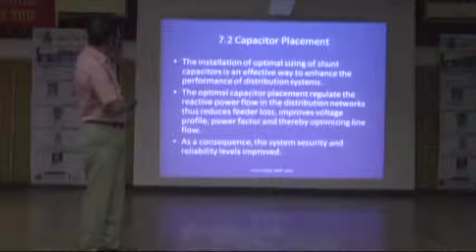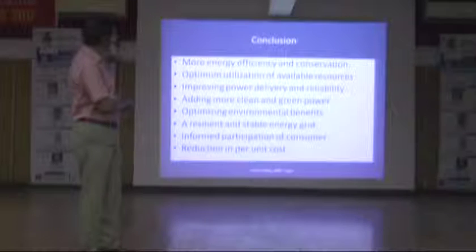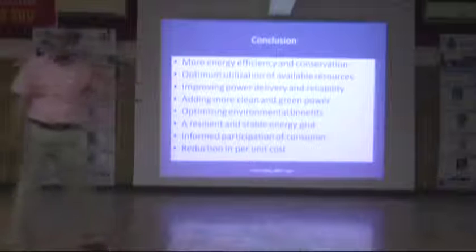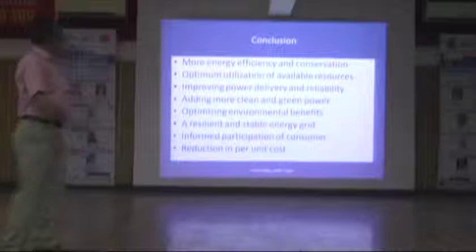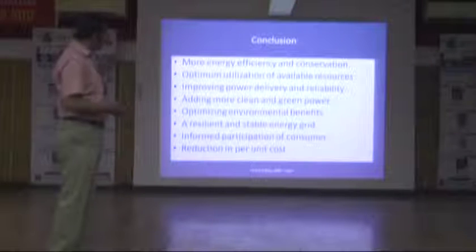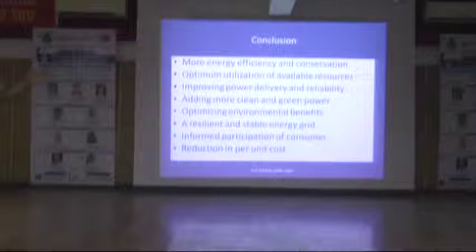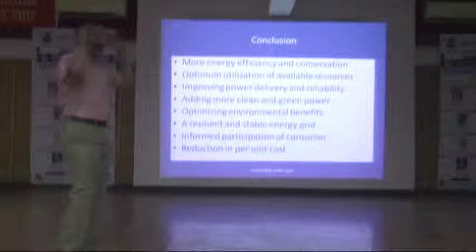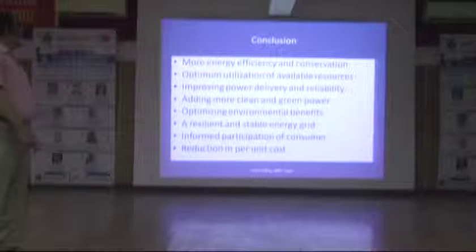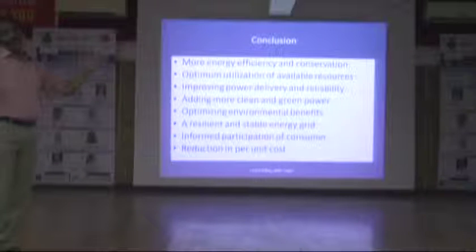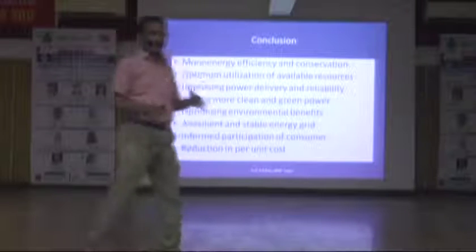These are the objectives that we can achieve. Again, phase balancing, as I said, is the problem which increases losses. Now, what is the conclusion? The conclusion is more energy efficiency and conservation, optimum utilization of available resources, reliability of power delivery and safety of power, adding more clean and green power to the system. This is what we are planning. Optimizing environmental benefit, a resilient and stable network. The grid should be secure. If you have a small disturbance, it should not go into blackout. The grid should be resilient.